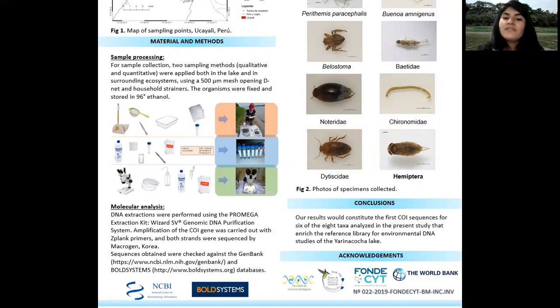To conclude, our results would constitute the first COI sequences for 6 of the 8 taxa analyzed in the present study, which would enrich the reference library for environmental DNA studies at Yarinacocha Lake.